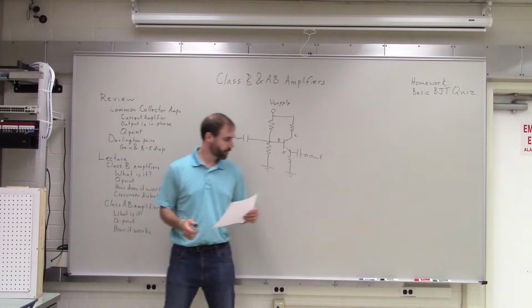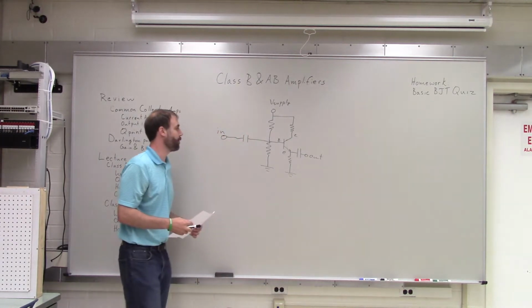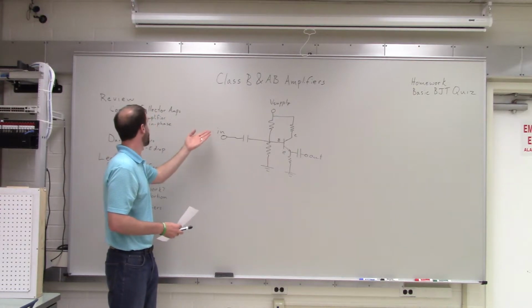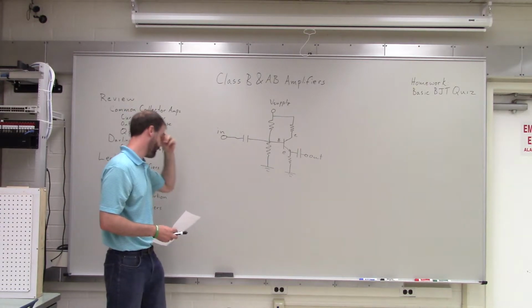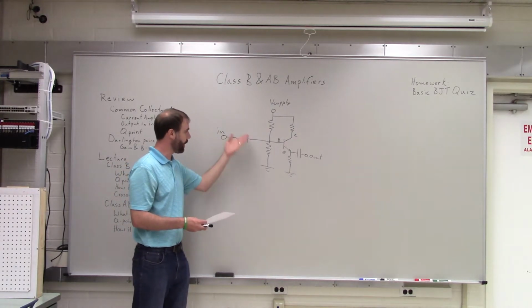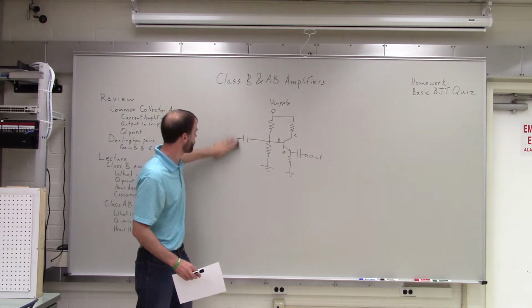All right, so that's a little bit about Class B amplifiers. Right, about common collector amplifiers. Thank you. Yeah, right. Jumped ahead a little bit there. A little bit about common collector amplifiers. So let's talk a little bit about Darlington Pairs.